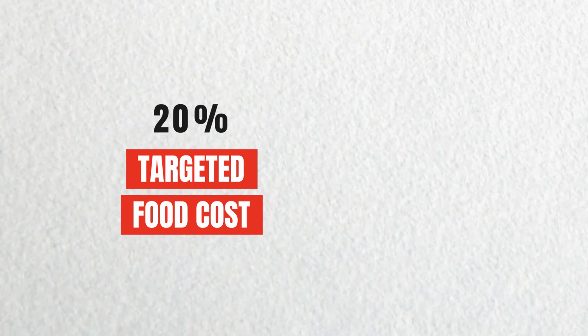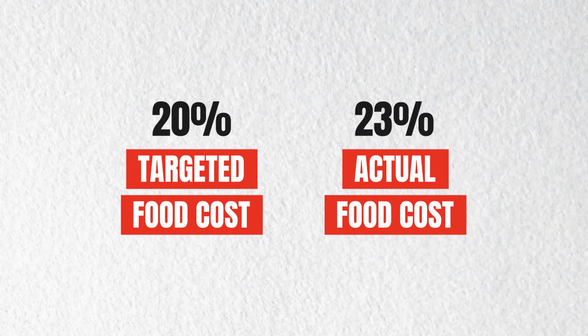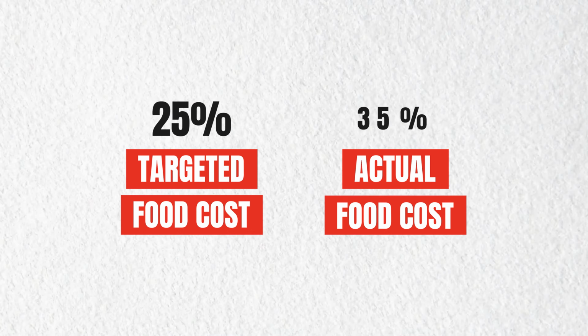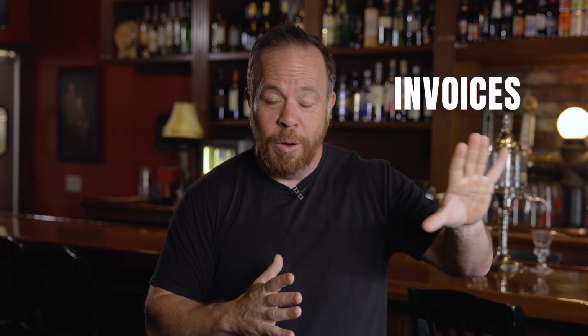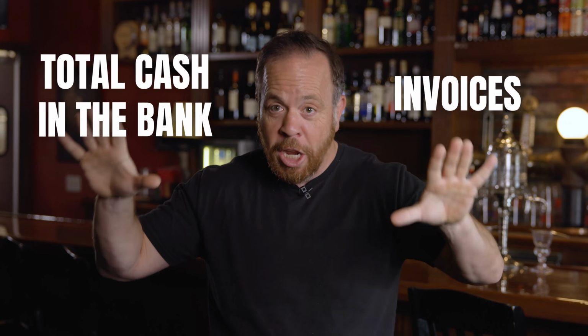Based on what you've built your menu to be, you might be shooting for 20% food cost, and you might land at 23%. Okay, is there a reason? Where's the waste? But if you were shooting for 25 and you land at 35, what went awry? How would you know? You need to dial it in. And if you have the knowledge of what your invoices were versus total cash in the bank, you can at least know this number so that you can then start to make inroads against a negative value.